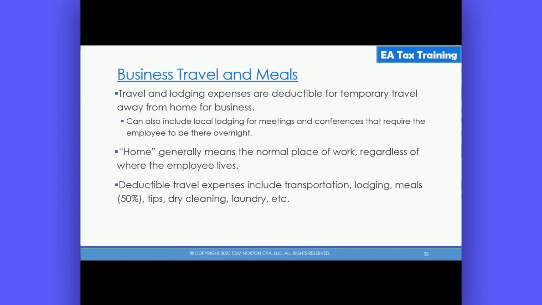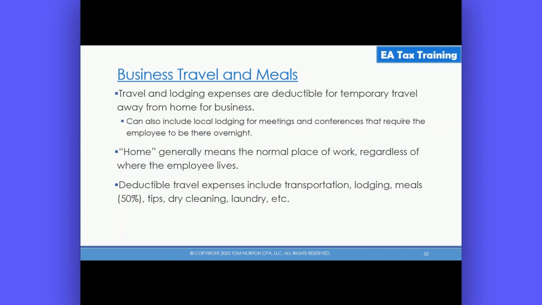So let's say a company is having a company-wide meeting or a sales meeting, and people are coming from all over the country to the home office location, and they're going to have their meeting there at the office or somewhere nearby. So obviously the people coming from all the other cities, their lodging and meals and everything is clearly deductible. But what about the people who actually live in that city where the meeting is being held? What about them? Well, if they are required to stay at the hotel just like everybody else, then you can go ahead and deduct the cost of that lodging. That's what this is saying.